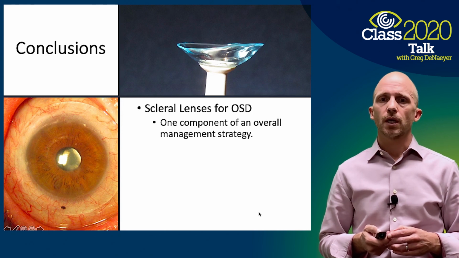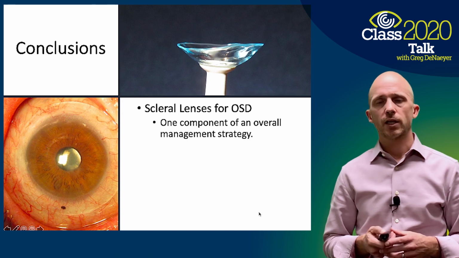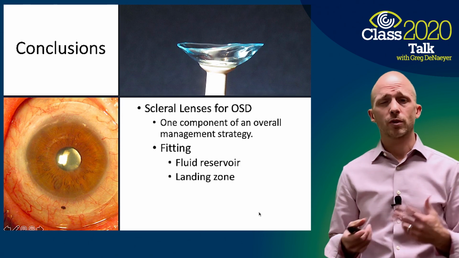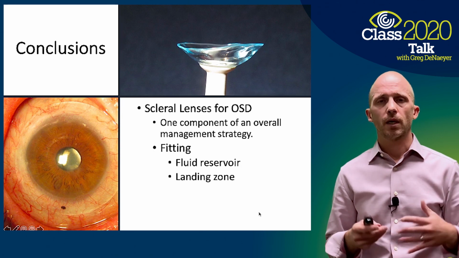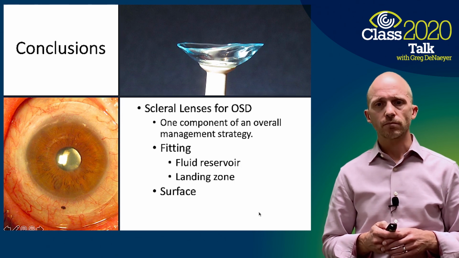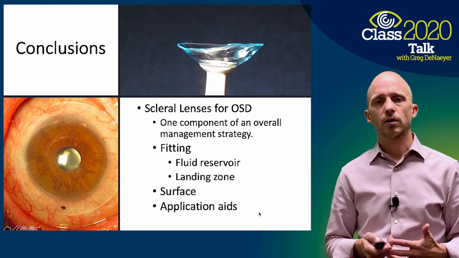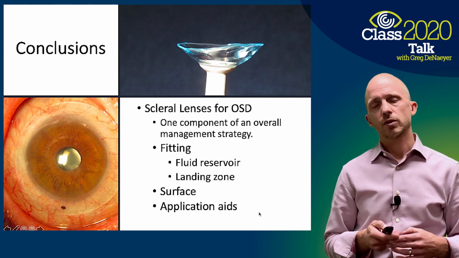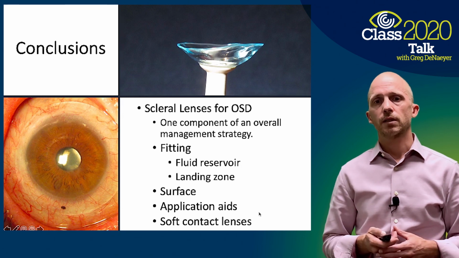Well, just to conclude, scleral lenses for ocular surface disease are just one component in an overall management strategy for this patient population. When we're fitting them, the two most important steps: make sure you have enough fluid reservoir so the lens isn't bearing on the cornea, and really try to make the landing zone as even as possible across the surface. Speaking of the front surface, we want to keep that clean and as wettable as possible. We want to employ application aids as necessary, so those lighted stands can make a big difference. And occasionally we may need to use soft contact lenses.